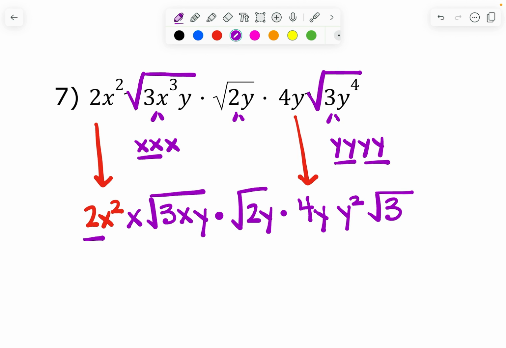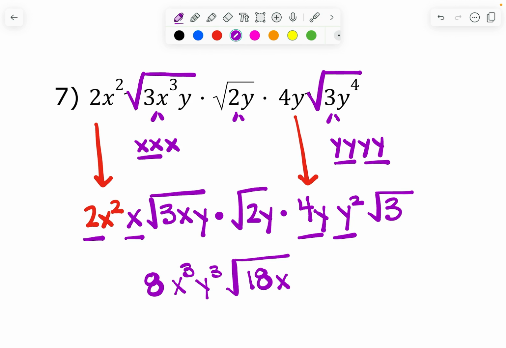So now I'm multiplying. Out front, out front, out front, out front. So I'm going to do the numbers first. 2 times 4 is going to give me 8 out front. I have x squared and x, so I have 2 and 1, so I'm going to get x to the third. I have y and y squared, so I'm going to get y to the third. Underneath now, I have a 3 times a 2 times a 3, so I'm going to get 18. And then I have x, and then I have 2 y's left under there. Take a moment to process where all of that came from.